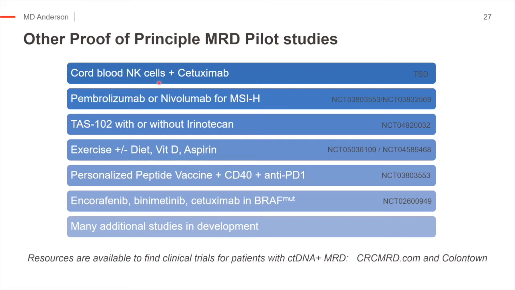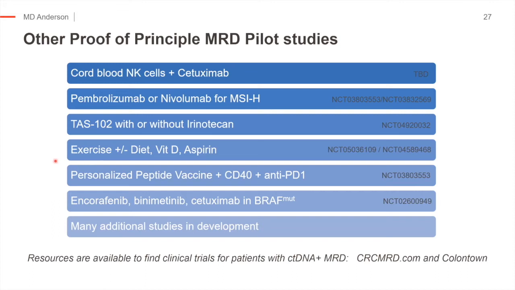We have an NK cell and cetuximab study that's just getting ready to open. If patients have an MSI high tumor, there are studies looking at doing immunotherapy early. TAS-102 is an agent that has a lot in common with 5-FU, and because 5-FU works so well for curing patients, there is some hope that perhaps TAS-102 may also. So there's a lot of interest in that area.